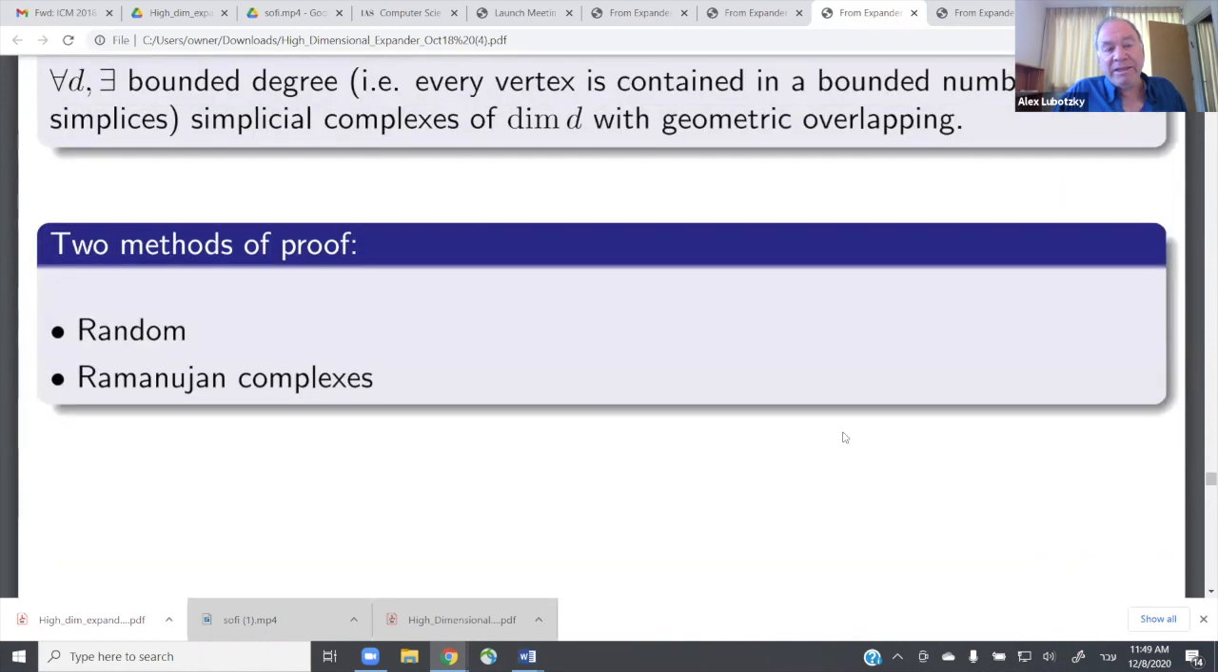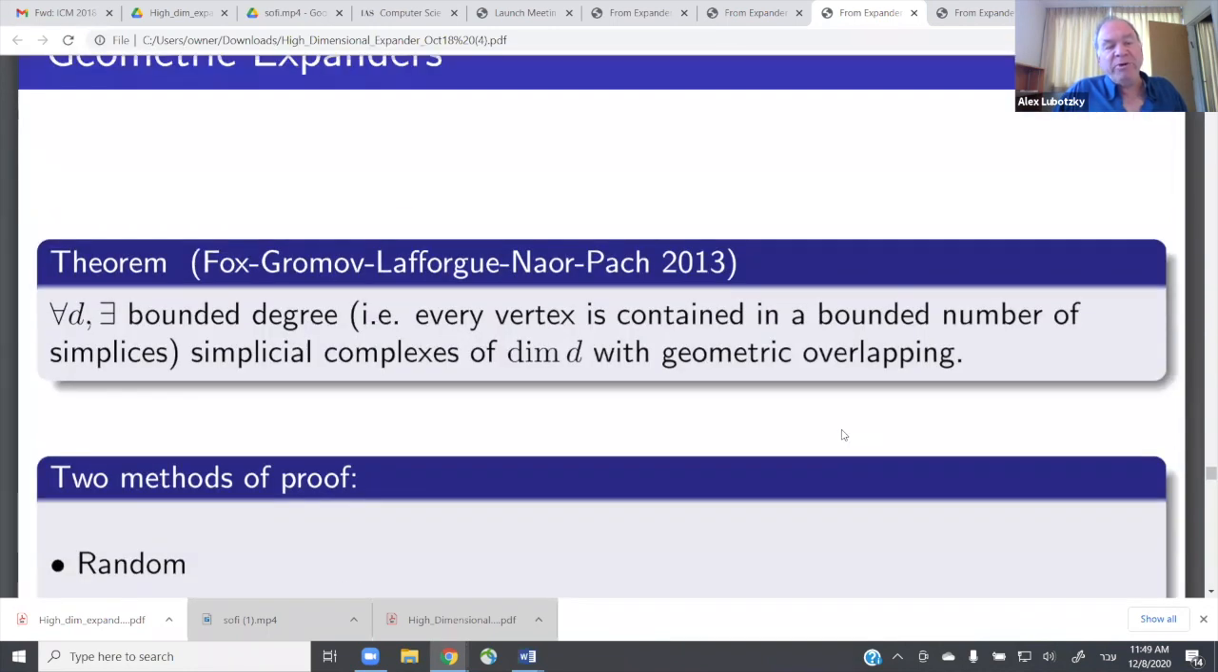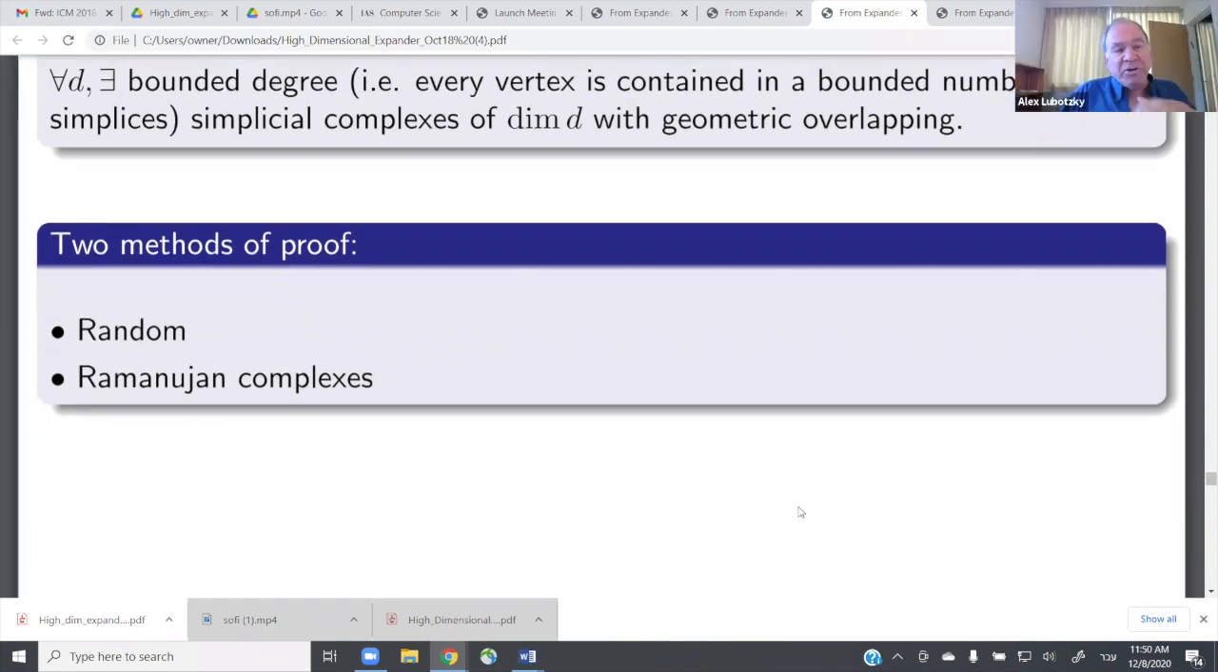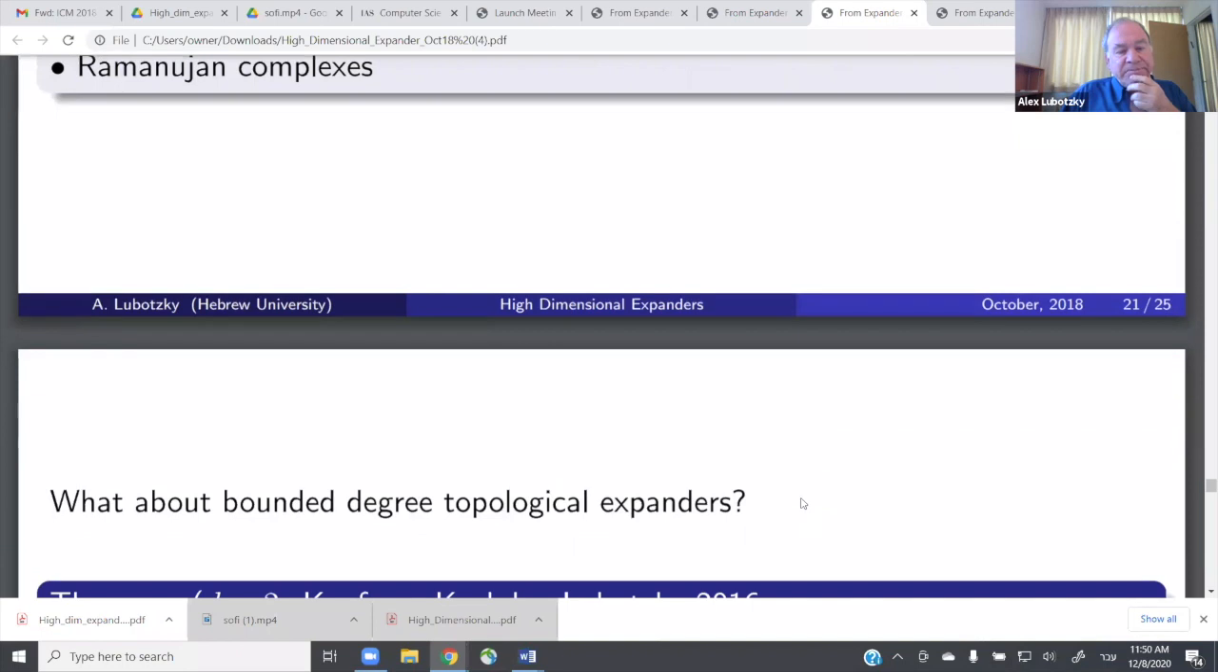And as I told you, at that time Gromov told me that it is not true. But of course, if the Ramanujan complexes are geometric expanders, we must try at least, right? To prove and to check if they are topological expanders. This turns out to be very, very, very complicated, at least for us. There is some simplification now. And let me jump right away to the answer.